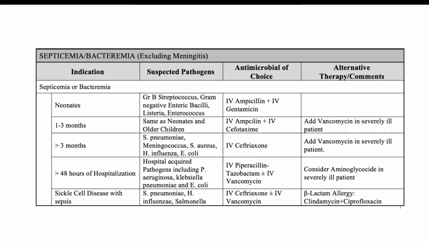If the patient has more than 48 hours of hospitalization, you need to cover for hospital-acquired infection. Usually hospital-acquired infection is caused by staph aureus, MRSA, and Pseudomonas, so you need to cover for both. But for your level, there is no need to memorize the empiric coverage for hospital-acquired infections or for a specific population like sickle cell disease. Just focus on the neonatal period, 1 to 3 months, and more than 3 months of age.